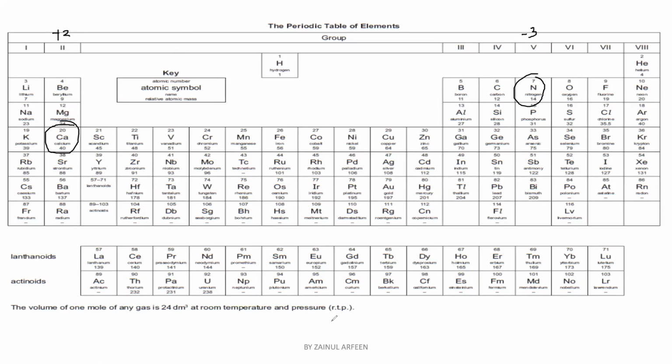Ca3N2. So the formula for calcium nitride is Ca3N2. So how many calcium do we have to draw? We have to draw 3 calcium. And how many nitrogen do we have to draw? We have to draw 2 nitrogen.